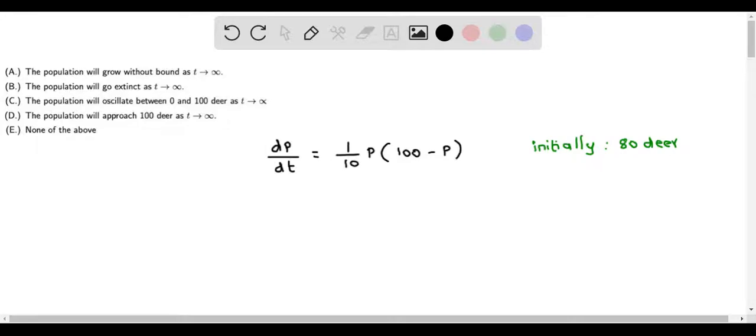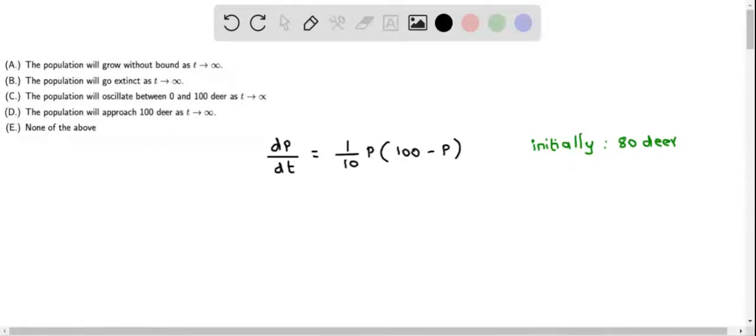The population P of deer in a small forest is modeled by this differential equation, that is dP/dt equals 1/10 P times (100 minus P). Assuming initially there are 80 deer in the forest, we want to describe the long-term behavior of the deer population. So we must choose one of the answer choices given over here.